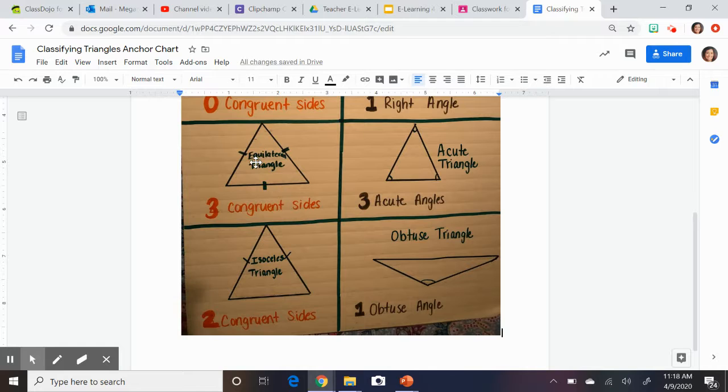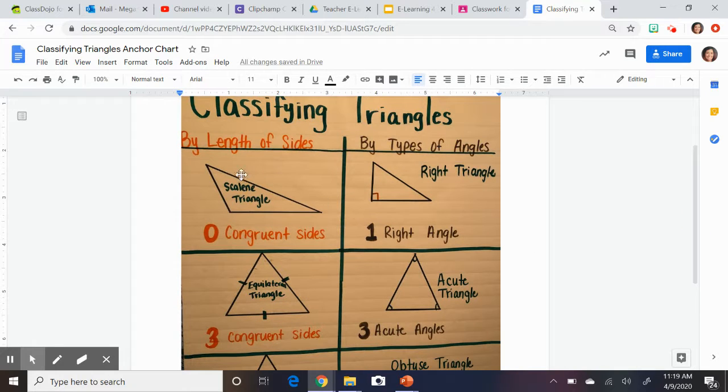So equilateral, pretty easy to remember because it's all equal. All the sides are equal, equilateral. Okay, isosceles and scalene you're going to have to focus on. Isosceles has 2 sides that are the same, that are congruent, and scalene has none. None are congruent.